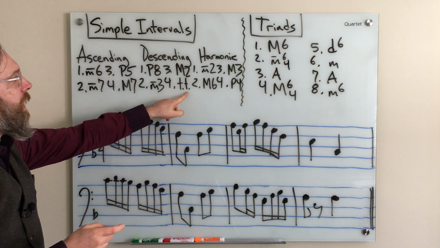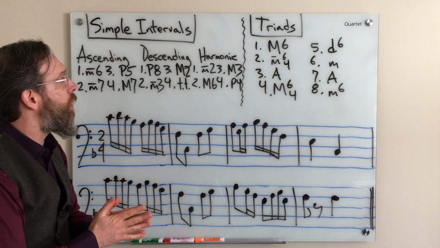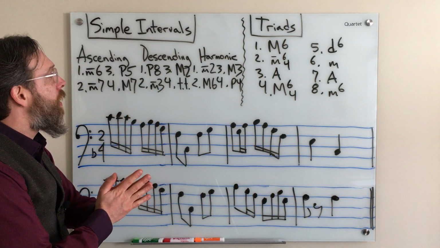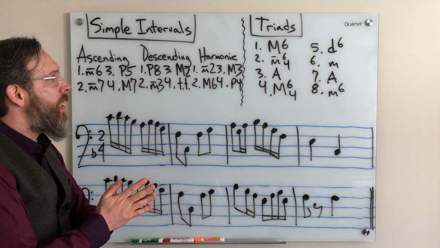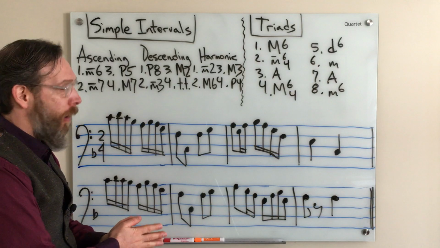That's TT, the abbreviation I put here on the board. For the harmonic intervals, number 1 was a minor 2nd, number 2 a major 6, number 3 a major 3rd, and number 4 a perfect 4th.